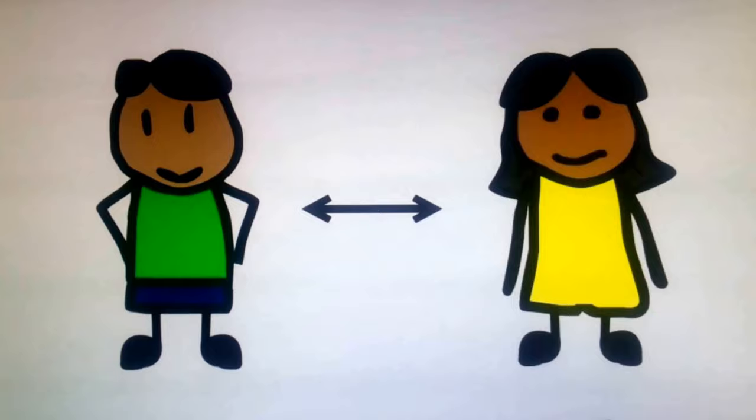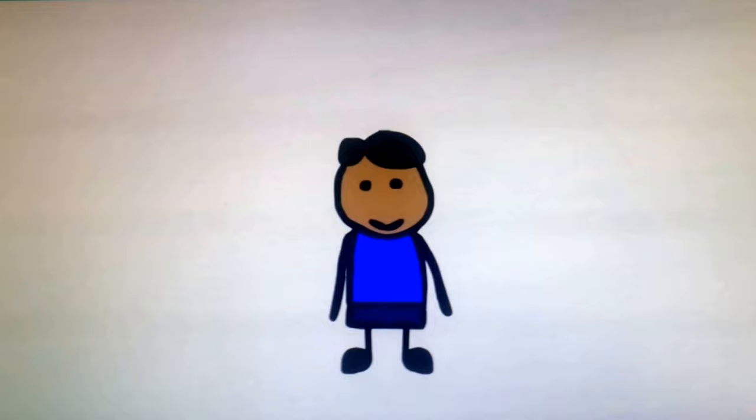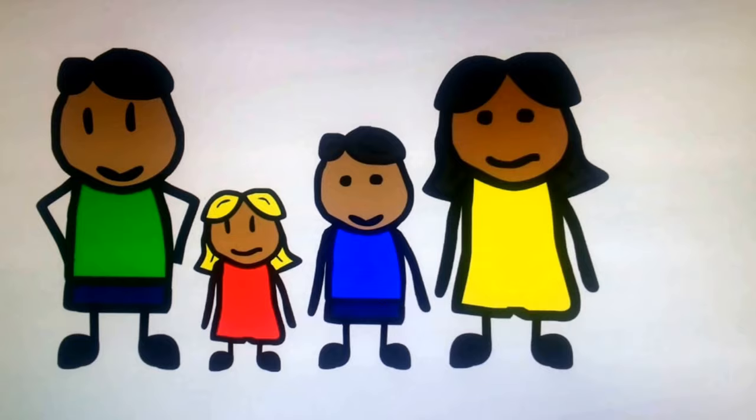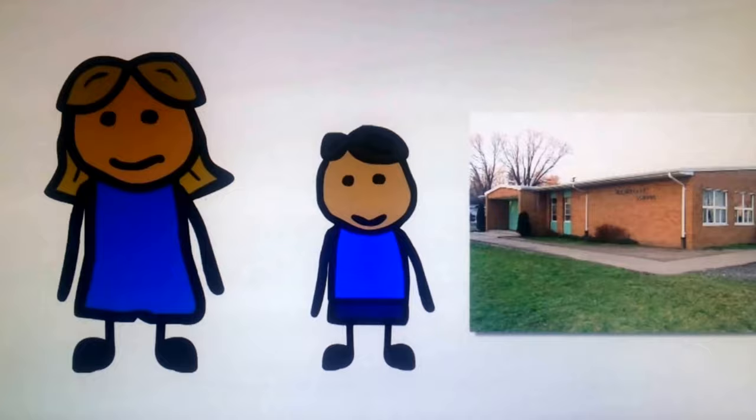Let's look at the microsystem Alex lives in. The first part of his microsystem is his home environment. This includes his interaction with his parents and little sister. Alex's school is also a part of this microsystem. His regular school interactions are with his kindergarten teacher and the other children in his class.